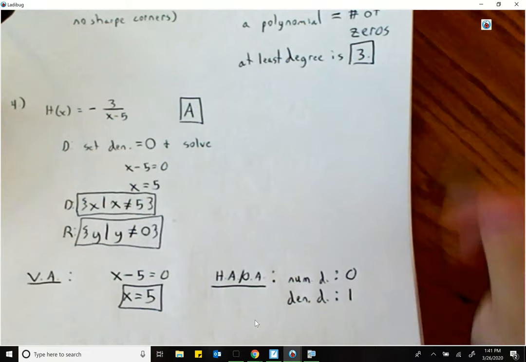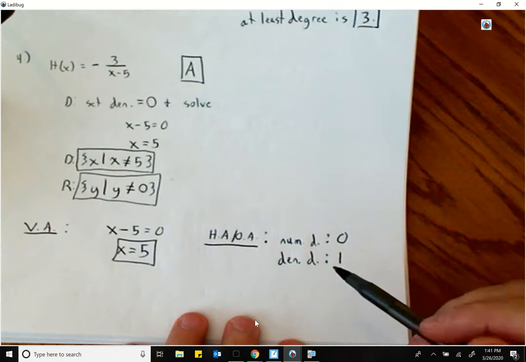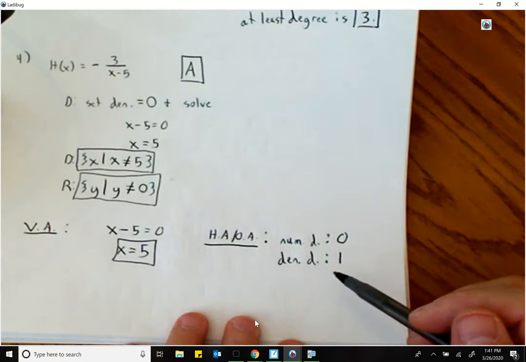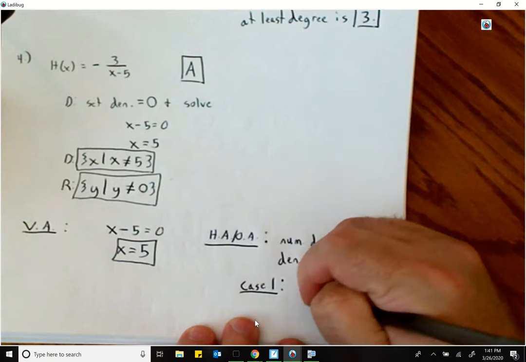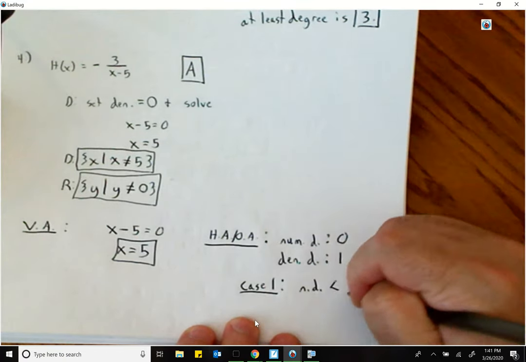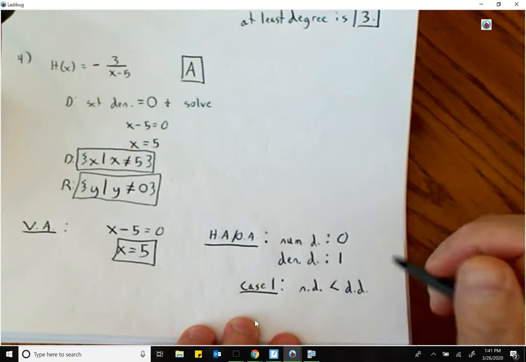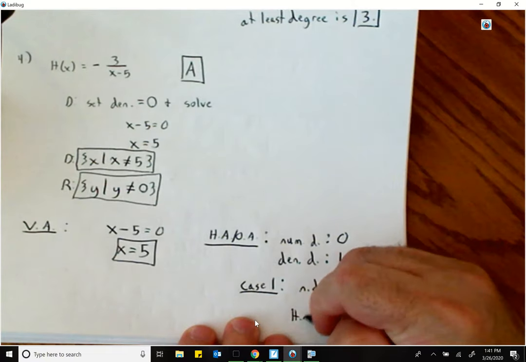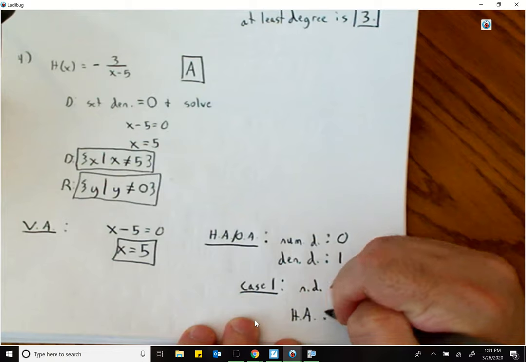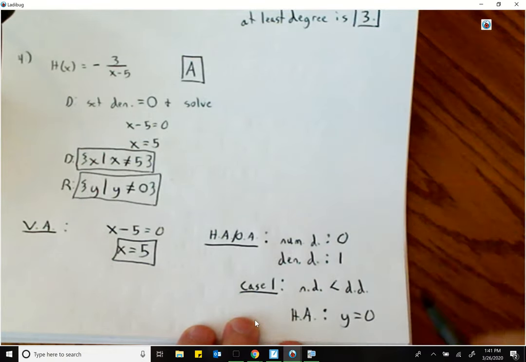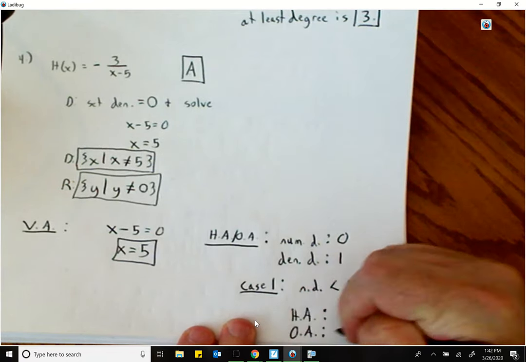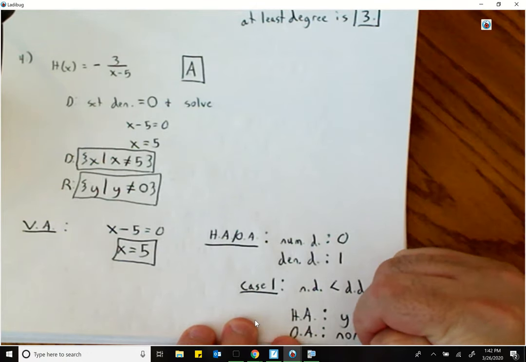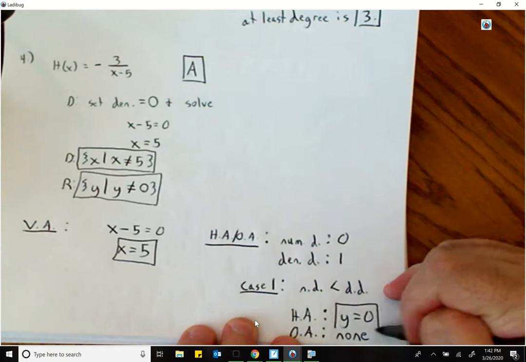So there were 4 cases that you had to think about here. Case 1 was when the numerator was less than the denominator. And that's what we have here. We have case 1, when the numerator degree, which I'm going to abbreviate ND, is less than the denominator degree. And since we're in this case, it will have a horizontal asymptote. And that horizontal asymptote will always be y equals 0. Whenever you're in case 1, it is a horizontal asymptote and y equals 0. And since we have a horizontal asymptote, that means that there is no oblique asymptote, or we have none. And that's how we answer the rest of these questions.